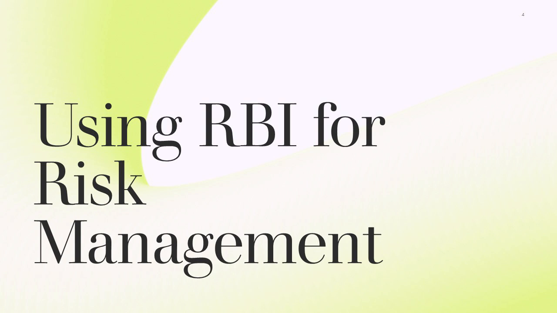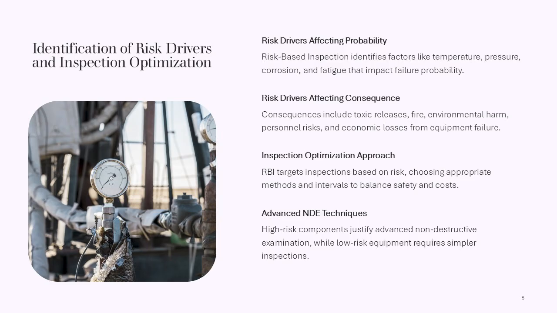Identification of risk drivers and inspection optimization. A key strength of risk-based inspection is its ability to identify and evaluate the primary risk drivers that influence equipment integrity. According to API Recommended Practice, 2023, risk drivers are factors that significantly affect either the probability or the consequence of failure. On the probability side, these include operating temperature and pressure, process fluid composition, corrosion and erosion mechanisms, fatigue loading, material properties, fabrication quality, and historical inspection and failure data.